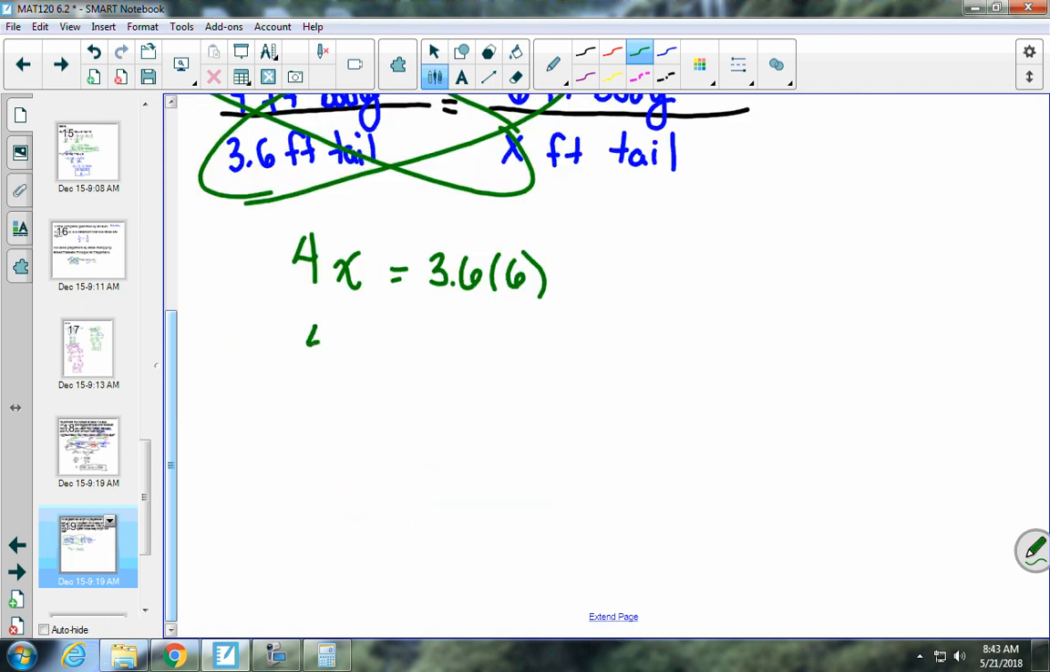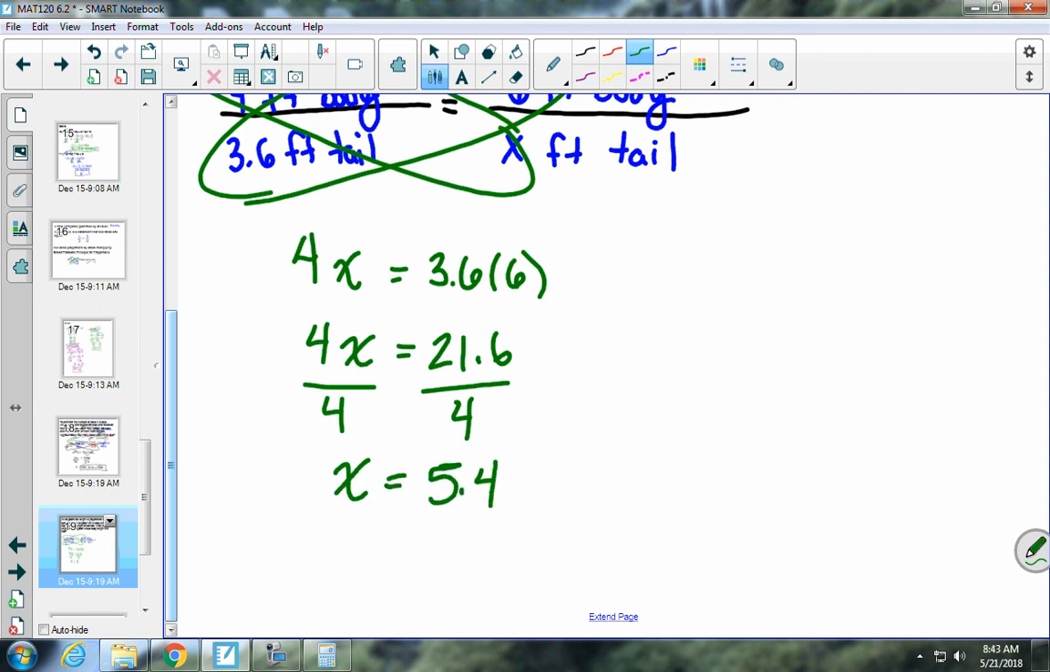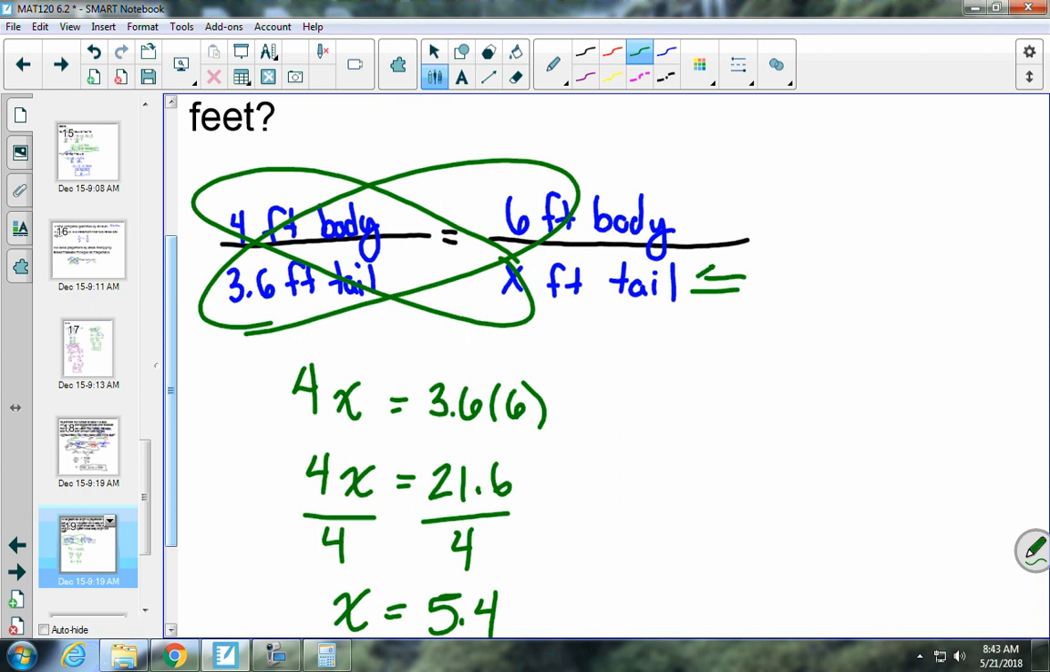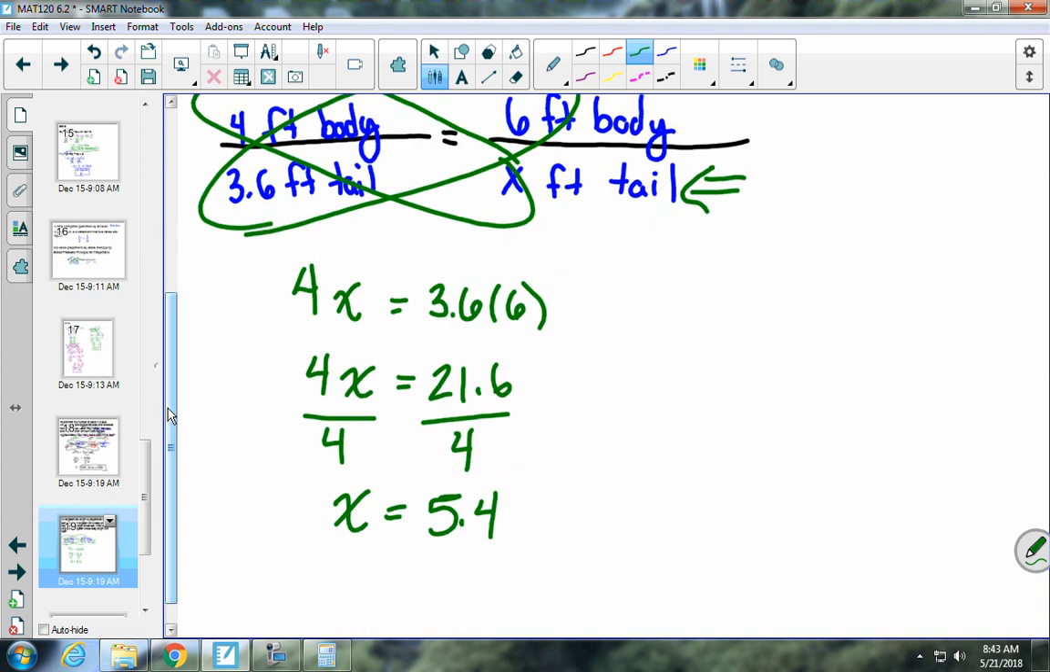So when we multiply that 3.6 times 6, we end up with 21.6. And then I solve using my division to find that my x is 5.4. If I look back, that was a tail length. And all of these lengths were in feet.